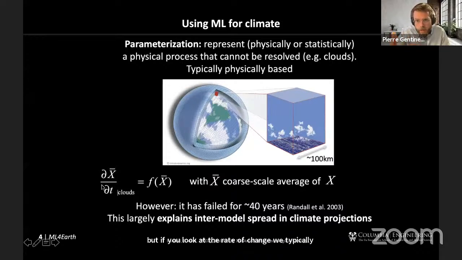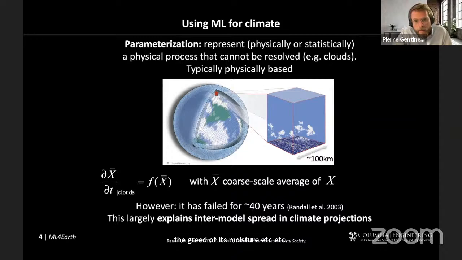What is the change in some particular variable? It could be temperature, moisture, or some scalar or momentum, and what is the rate of change that's due to clouds or convection or something else, or turbulence, okay? And that should be just a function of things that you're resolving at the coarse scale, so just the grid average, okay? The grid average temperature, the grid average moisture, et cetera, okay?